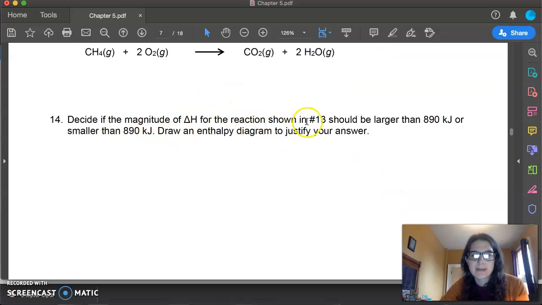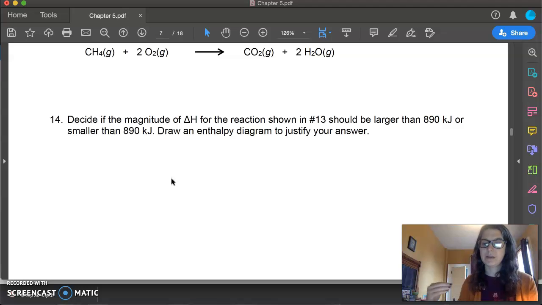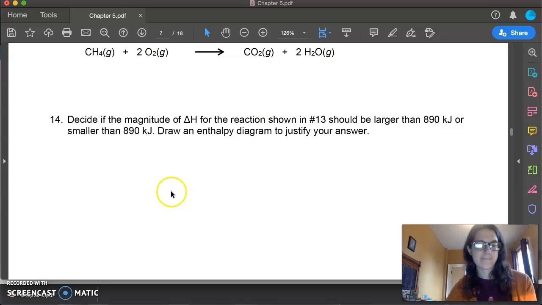14, decide if the magnitude should be larger than or smaller than 890. Draw an enthalpy diagram to justify your answer. It will be less because less heat is available to transfer to the surroundings. So you can think of it like, to go from liquid water to gaseous water, it takes energy. So rather than inputting energy to the surroundings, it's inputting energy to a phase change. So we're going to have less heat released to the environment.